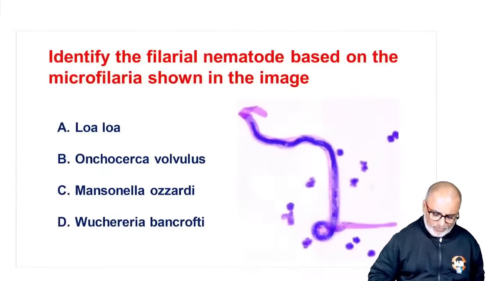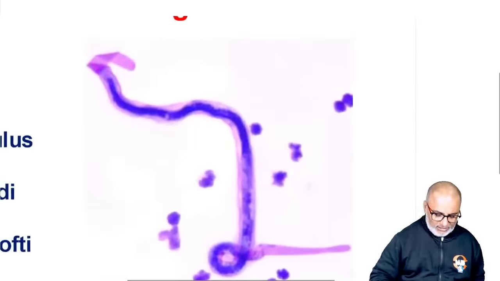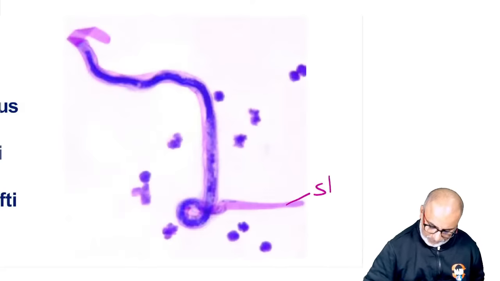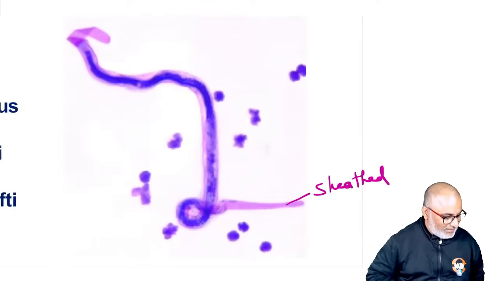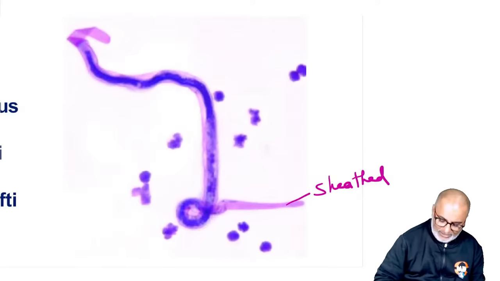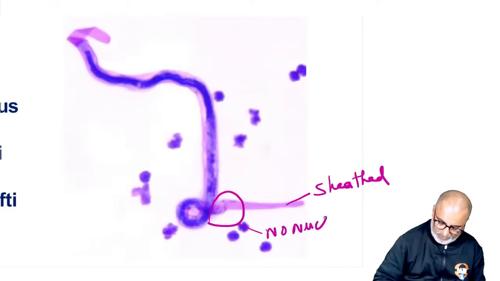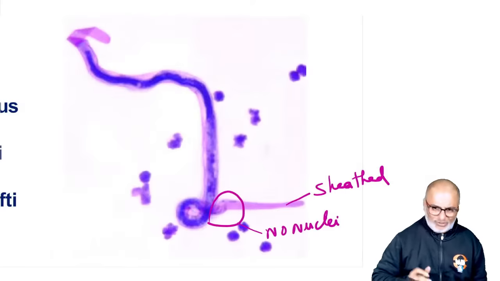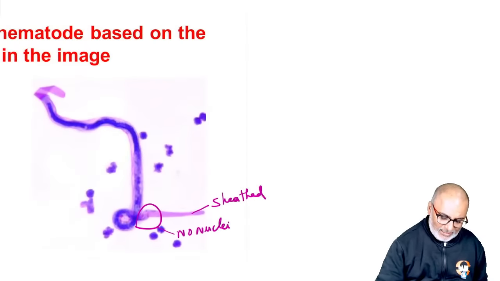Next is, identify the filarial nematode based on the microfilaria shown. Always it is a microfilaria. Is it sheathed or not? It is sheathed, and the tail tip is free from nuclei. Sheathed, tail tip is free from nuclei. That's all. You should know the algorithm of identifying microfilariae.